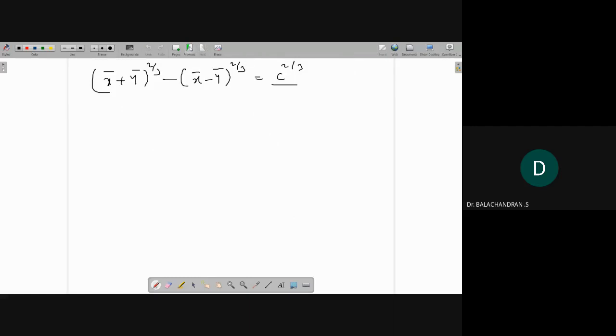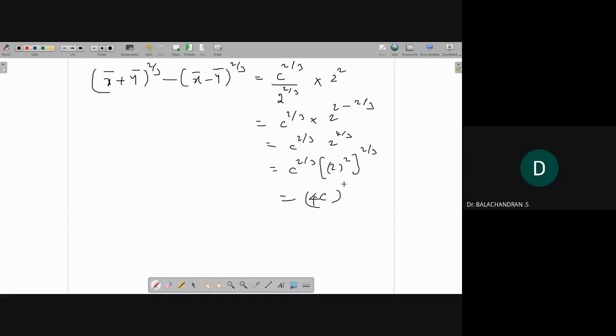So C power 2 by 3, 2 power 2 by 3, into 4. You can write 4 as 2 power 2, 2 square. So C power 2 by 3 into 2 power 2 minus 2 by 3. So you can write this as C power 2 by 3 into 2 power 4 by 3, or C power 2 by 3 into 2 square whole power 2 by 3. So this is 4C, 4C whole power 2 by 3.